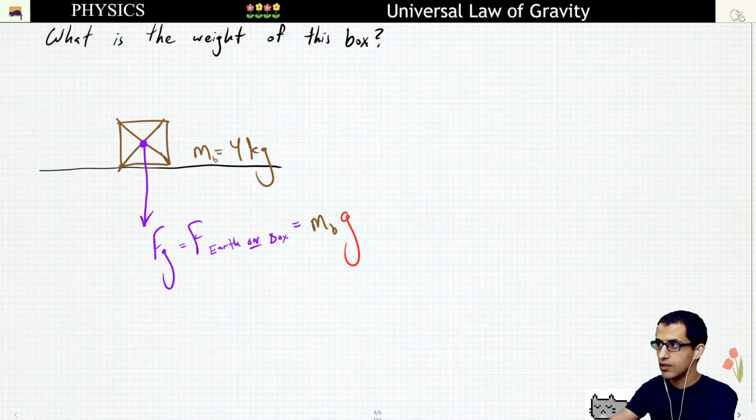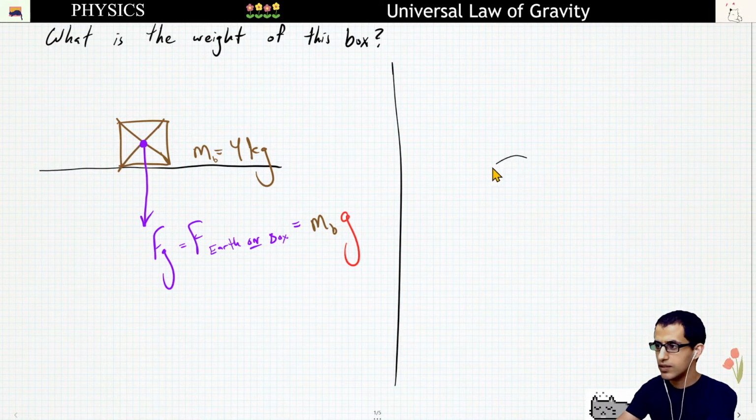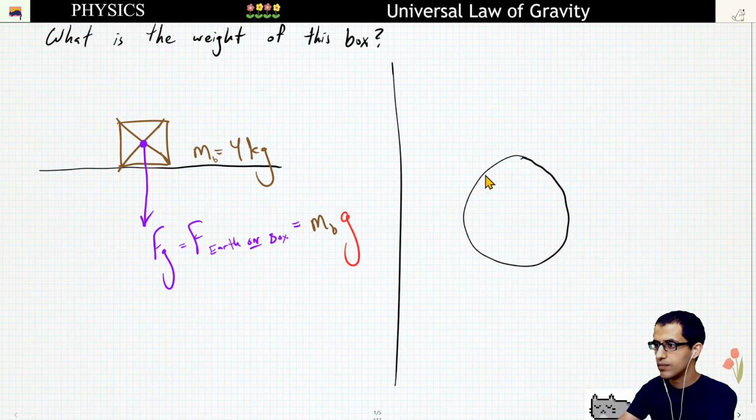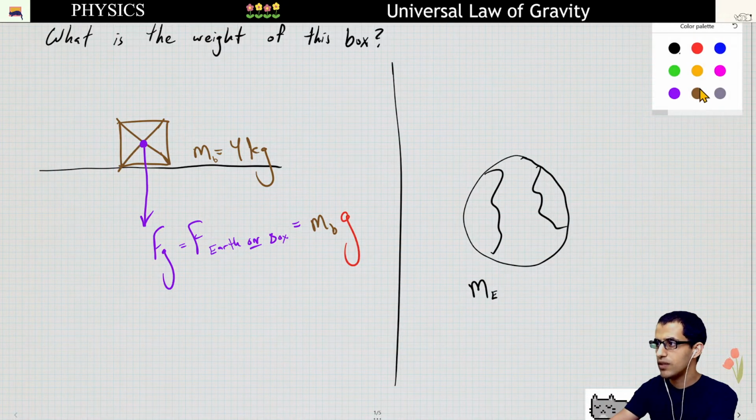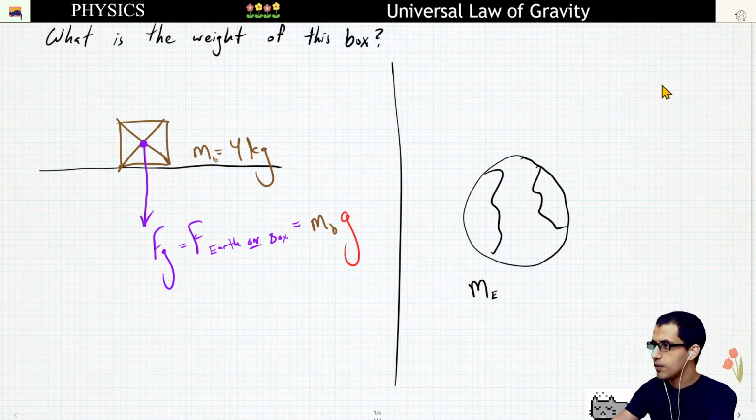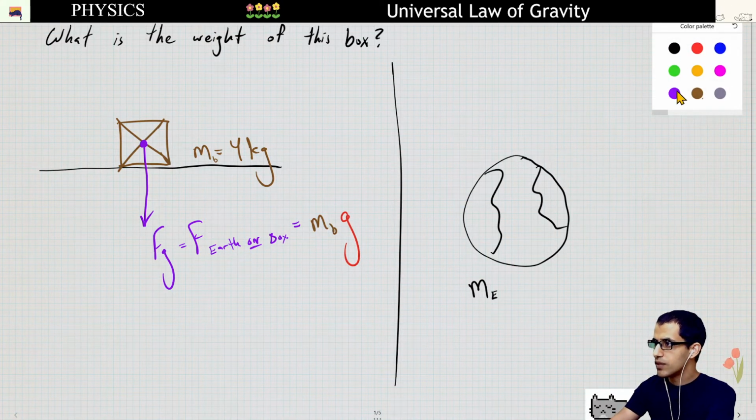So viewing this on a larger scale, we could draw the diagram like this. Here is our planet Earth, which has a mass m sub e. And then we have our box, which for now, let me place here, somewhere far away from the Earth. And that's m sub b, the same box that we have here. These two masses are able to interact because they both have gravitational fields.